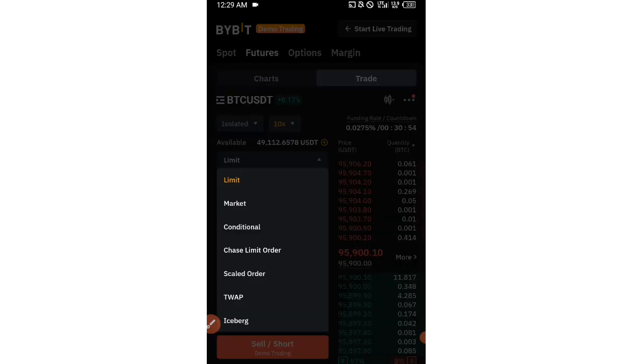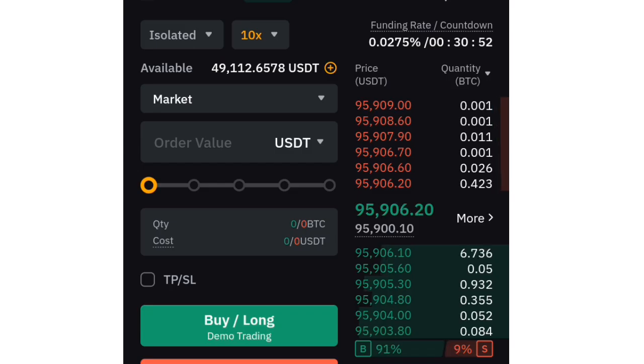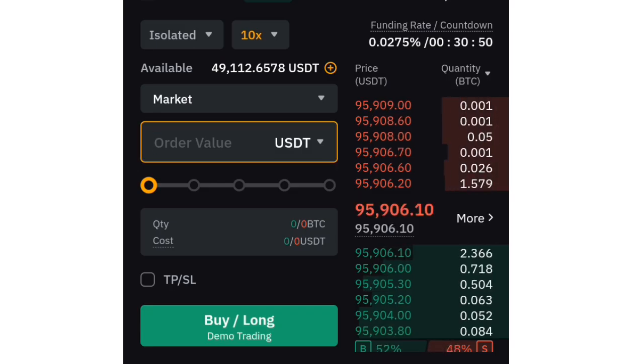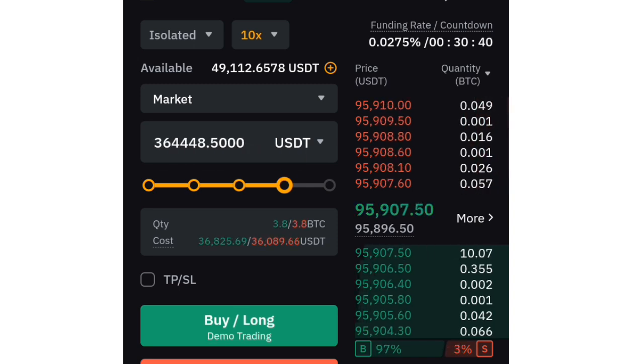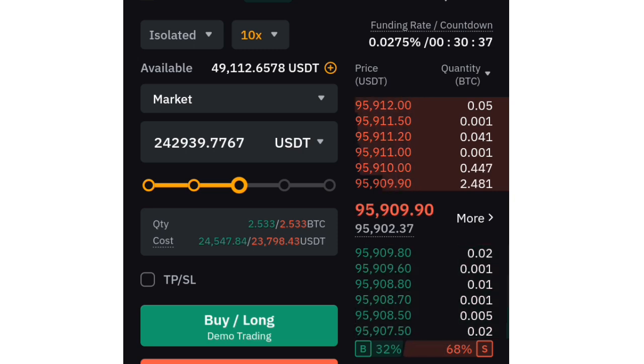So come to market, you click, then this order value is the number of USDT you want to use to trade. You can use this to adjust it. You can see this is 25%, 50%, 75%, 100%. I advise you to make use of 50% as a beginner.